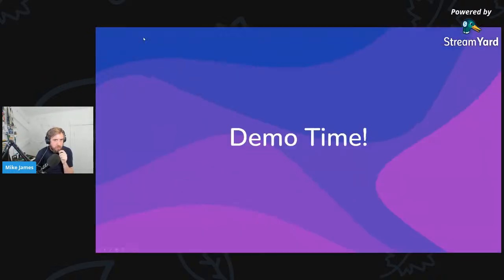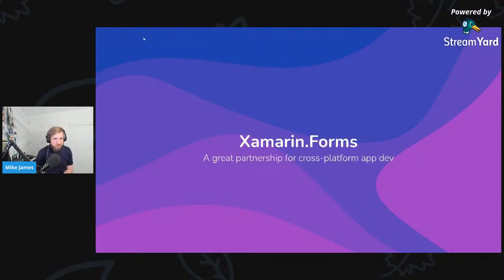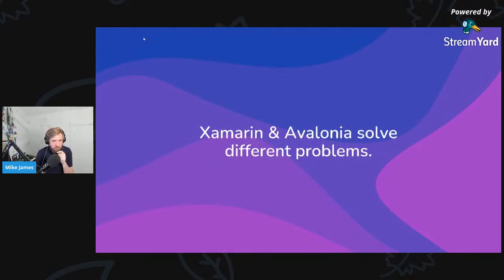So Xamarin.Forms. I think that Avalonia and Xamarin.Forms make a great partnership for cross-platform app dev. I think it's less about migration and more about collaboration when we think about mobile and Xamarin and how that fits in with Avalonia. So it's about how we can leverage the strength of each framework rather than just having to modernize and replace. Because obviously Xamarin is modern. It doesn't need any modernization.